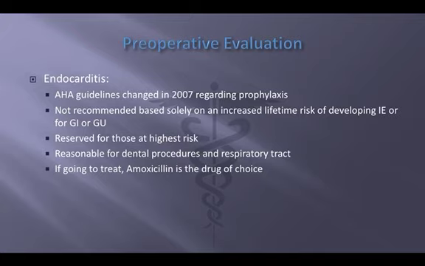So for dental and respiratory tract procedures, if they have a valve and they're at high risk and they're undergoing one of these, to prevent endocarditis, you can prophylax them with amoxicillin.